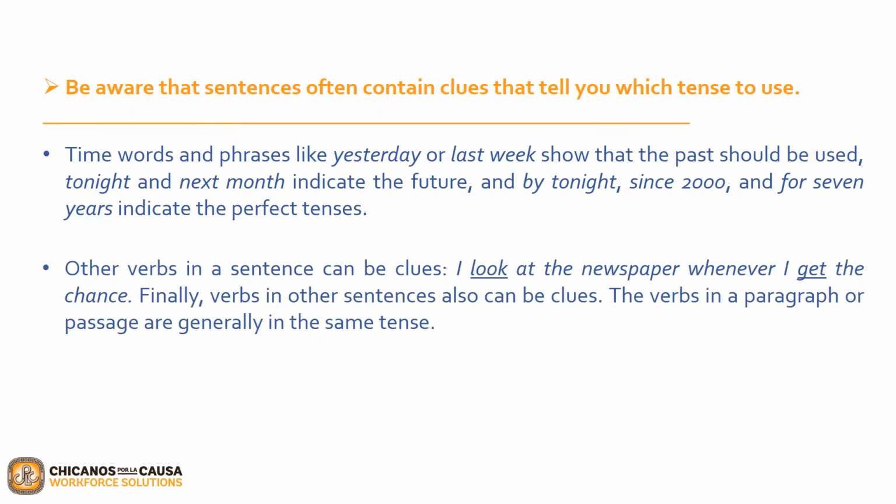Other verbs in a sentence can be clues, such as "I look at the newspaper whenever I get the chance." Finally, verbs in other sentences also can be clues. The verbs in a paragraph or passage are generally in the same tense.